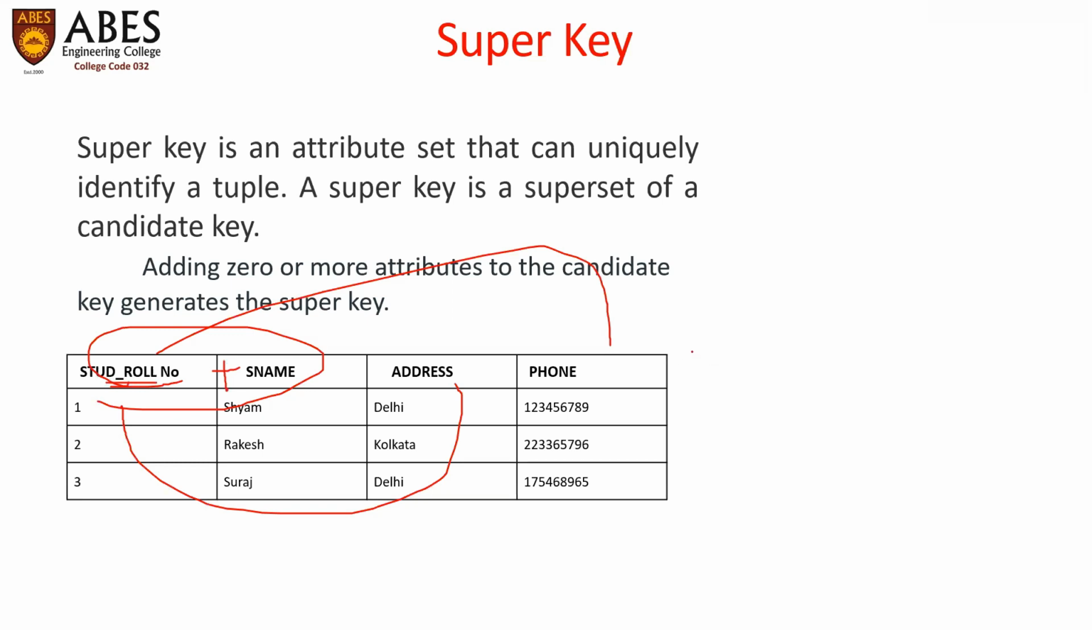So basically the concept of super key is that it is an attribute that can uniquely identify a tuple, but it may not be minimal, right? So this is the concept of super key.